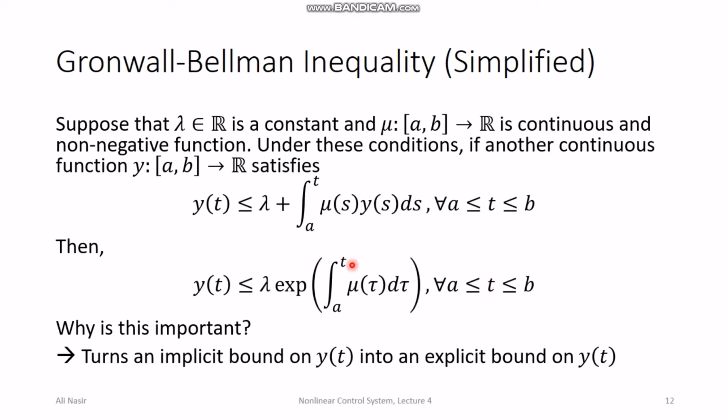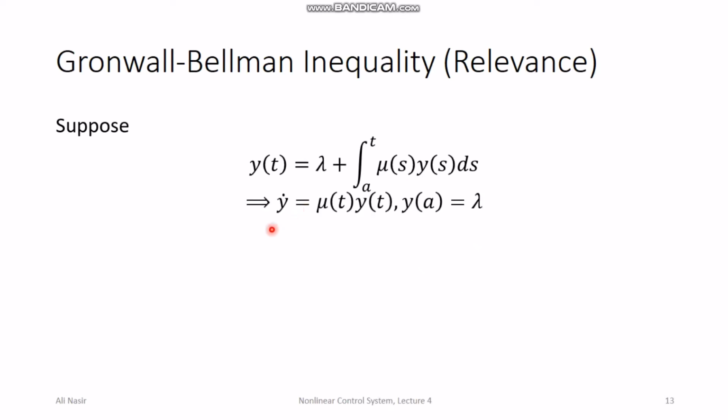Why are we discussing this anyway in the nonlinear systems class? This is a nonlinear control systems lecture. Why are we discussing it here? So we have to see the relevance of the Gronwall-Bellman inequality in terms of the solution of differential equations, which we have just seen. So y of t equals lambda plus the integral of mu times y. This is basically the solution of this differential equation, y dot equal mu times y, with initial condition y of a equals lambda. So this is similar to the solution of a differential equation.